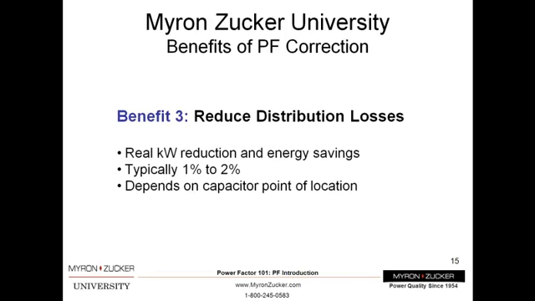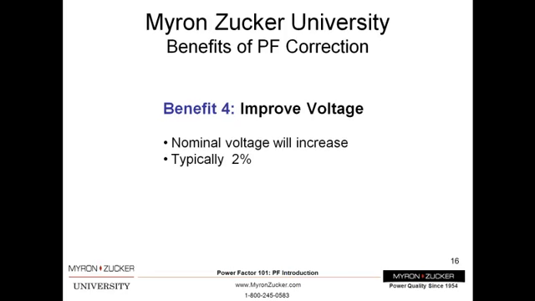Benefit 3, reduced distribution losses. Distribution loss reduction does translate to a decrease in kW and the resultant real energy savings, but these are typically only about 1%. Since distribution losses are a function of current, distribution loss reduction is only associated with equipment or conductors located upstream of the point of capacitor location. Benefit 4, improved voltage. Capacitors connected to a circuit will cause the nominal voltage to rise during steady state mode. This is typically around 2%.